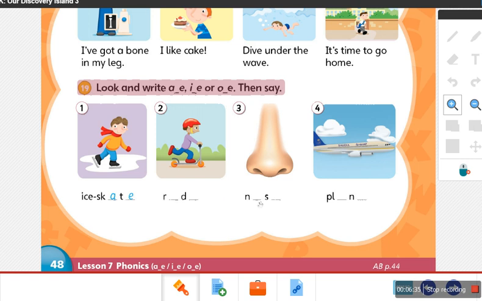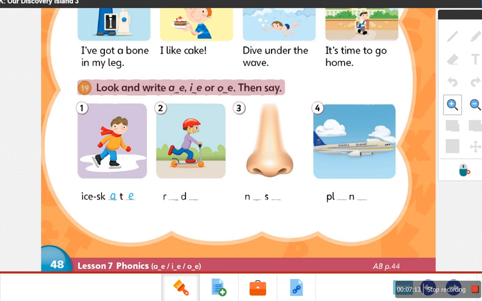Here we have nose. So here, O, and here, E. Here we have I, and here, E. Ride, nose. Here we have, is this plan or plane? Yeah, that's right. I heard most of you saying plane, because we have E at the end, so it's going to be long A. It's A. So this is plane.